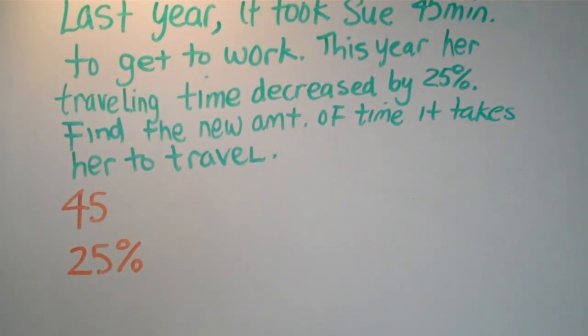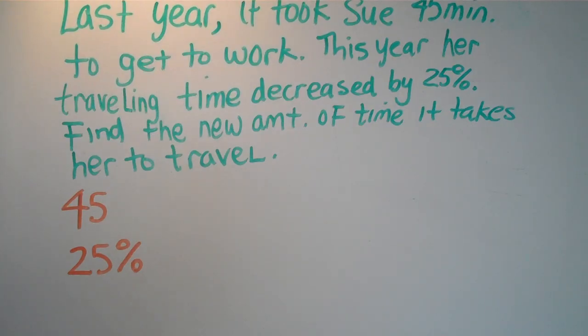You may also come across a question that looks like this. It's worded a little bit differently, but basically you're doing the same thing. This question says, last year it took Sue 45 minutes to get to work. This year her traveling time decreased by 25%. Find the new amount of time it takes her to travel.